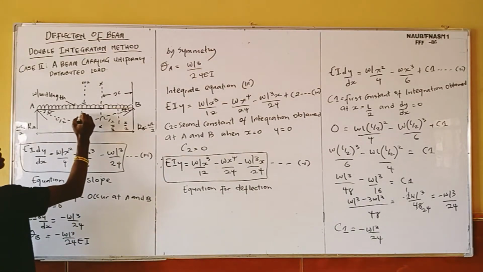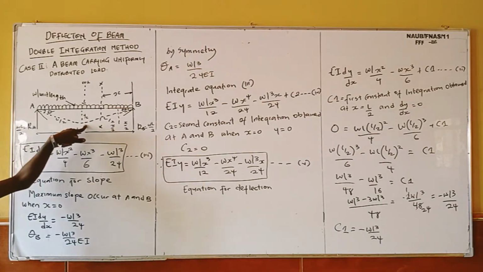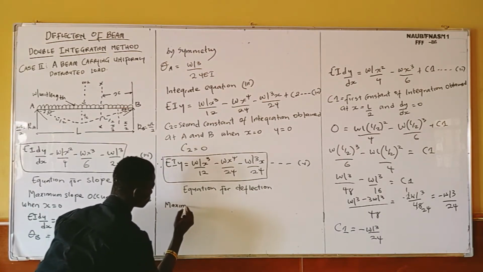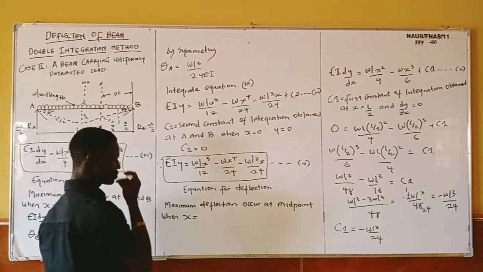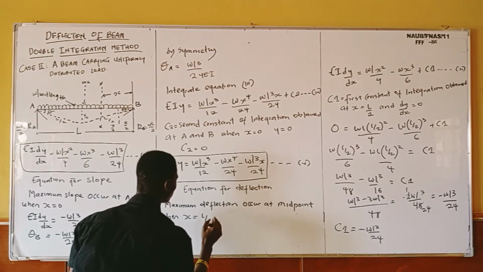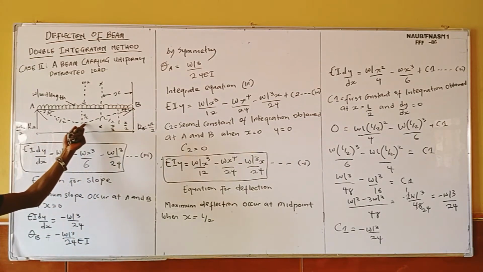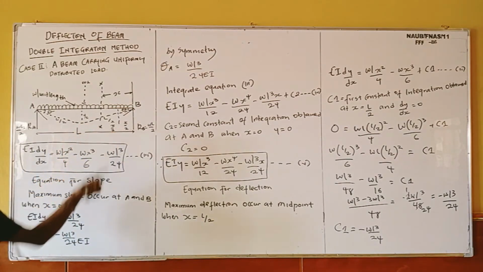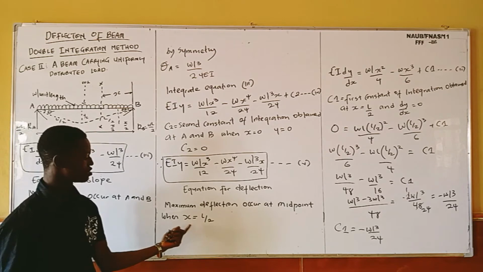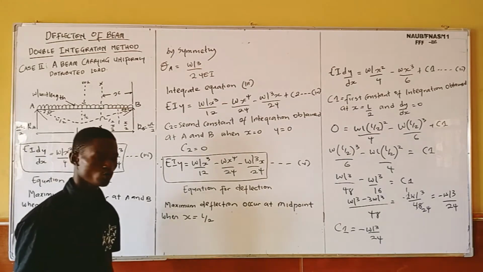So for us to have our maximum deflection, if you look at this diagram very well, you can see that our maximum deflection will be at this midpoint. Maximum deflection occurs at midpoint when x is L over 2. At the midpoint the distance is L over 2, and from here it is L over 2. So what we are going to do next is substitute L over 2 for x into this equation.